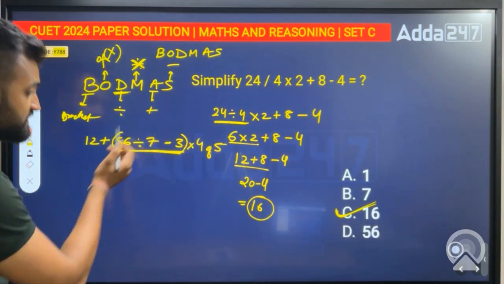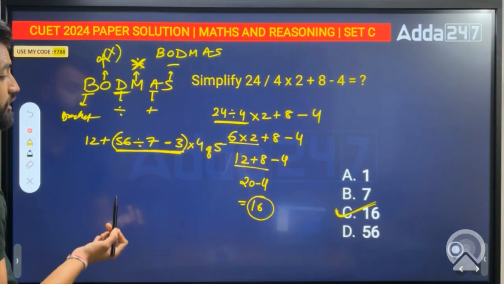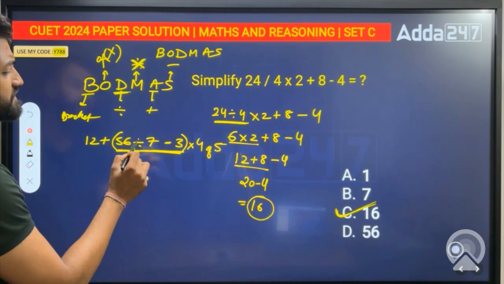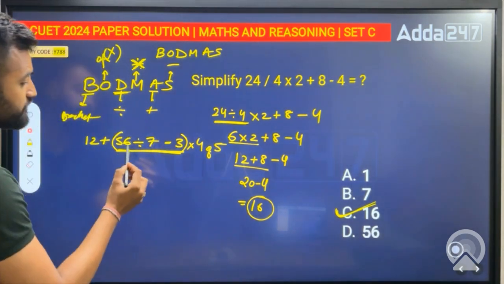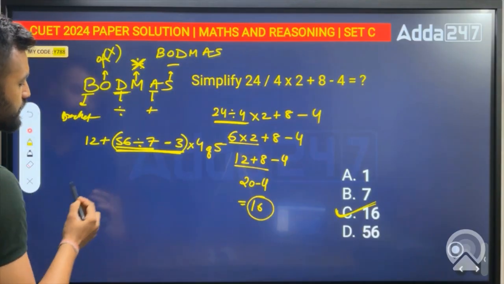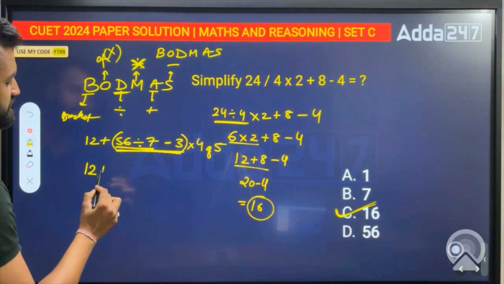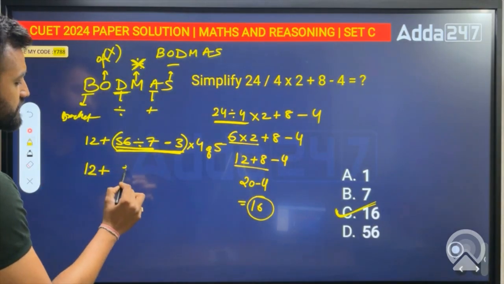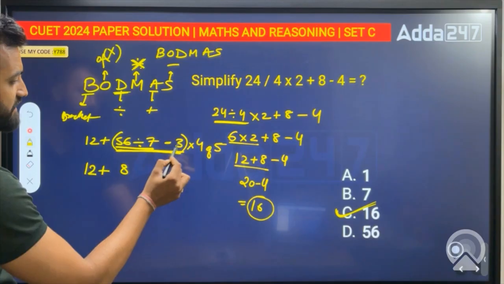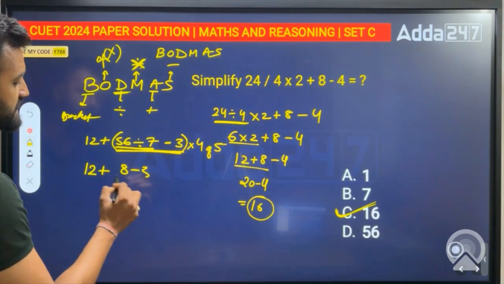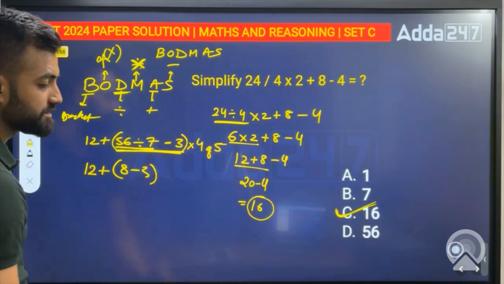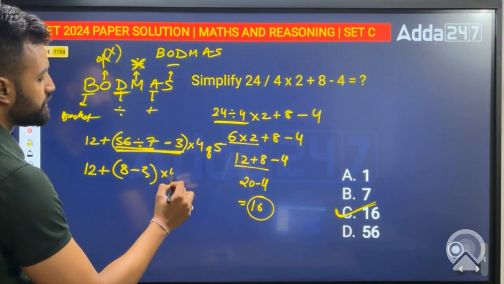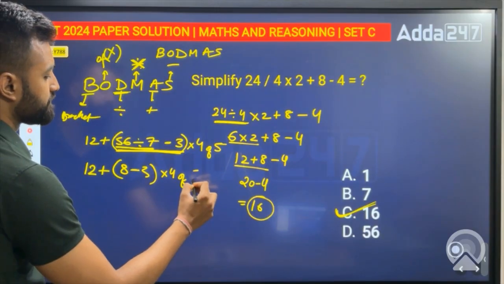Now, in this part, I'll again have to use BODMAS. So, sir, in BODMAS, in division and subtraction, what I will do first, sir? I'll have to divide first. So, first divide them. So, 12 will remain as it is. Inside the bracket, sir, 56 divided by 7 would be what, sir? 8. You would write 8. Minus of 3 is there, so minus of 3. I'll still put inside bracket. I will not open the bracket unless this entire operation is over. Into 4 of 5.